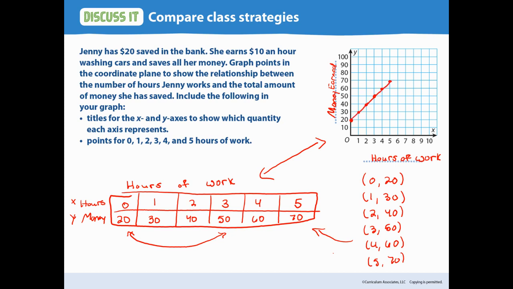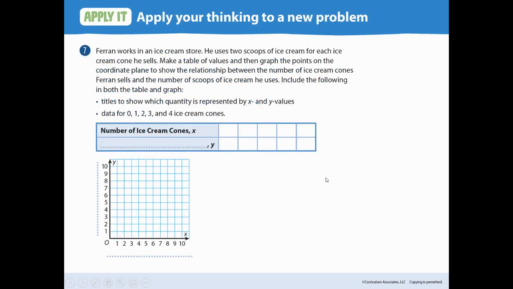So that would be our chart there. Again, we have titles, we have data, we have charts, and we have everything else. So let's go ahead and move on here. And I think I'm going to go ahead and get you guys started with your actual lesson. So what you guys are going to do is you're going to do 7, 8, and 9.